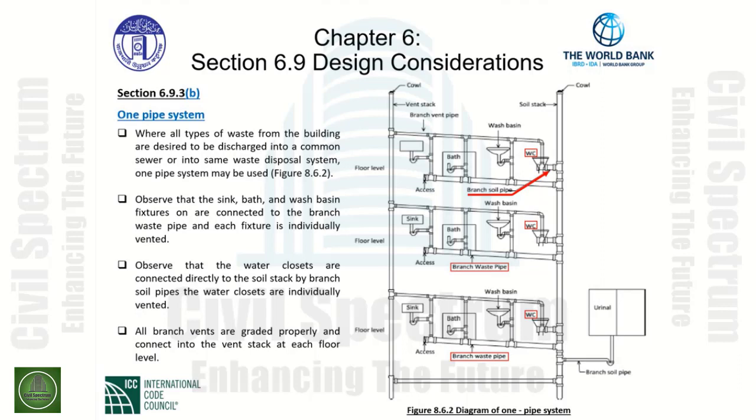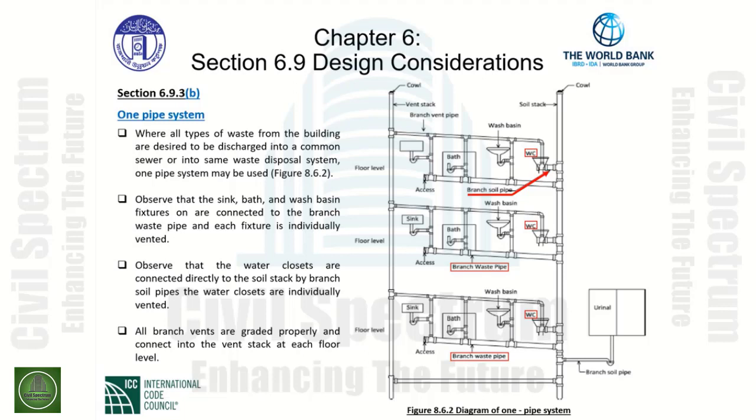The next section is section 6.9.3, item B, describing the one-pipe system. Where all types of waste from the building are desired to be discharged into a common sewer or into the same waste disposal system, a one-pipe system may be used. Figure 8.6.2 gives us a description of what this may look like. As you can see, we have 3 different floor levels. This is our diagram of the one-pipe system.